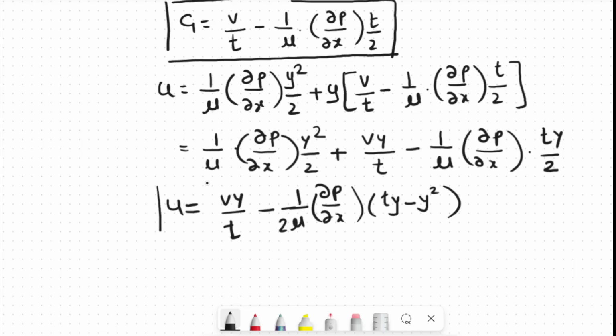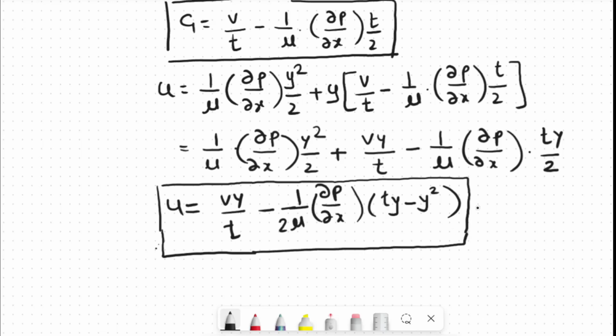By this relation, I can get the value of u at any location between the two plates if I know the value of y and if I know the value of t. So now suppose this is equation number 2.